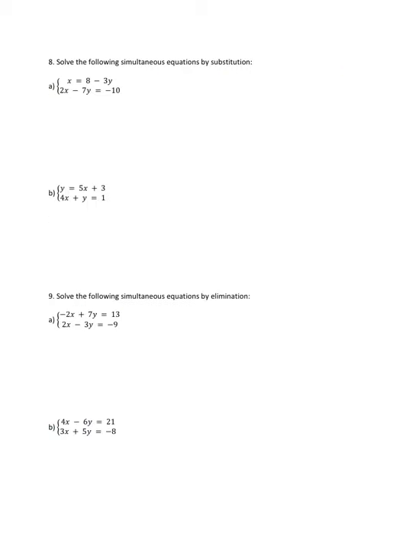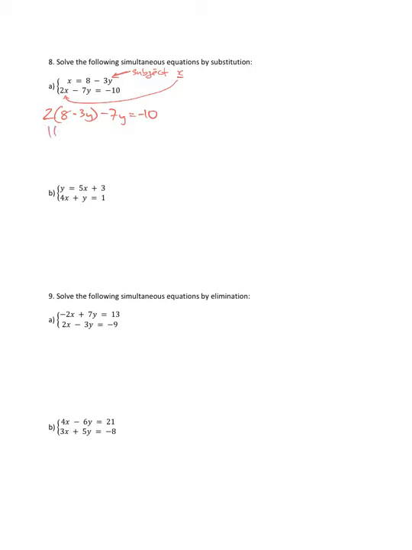Alright, solve the following simultaneous equations by substitution. So substitution is when one of the equations is written with the variable as a subject, and that is the top one here, because the subject is x. And now, because the subject is x, I can substitute whatever it tells me that x is into the other equation. So 2 lots of, what does it tell me x is? 8 take 3y. That's been substituted. What's the rest of the second equation? Take 7y is equal to negative 10.